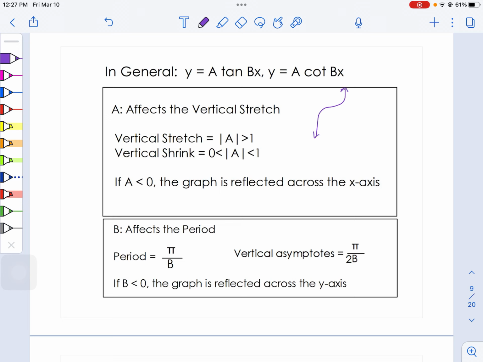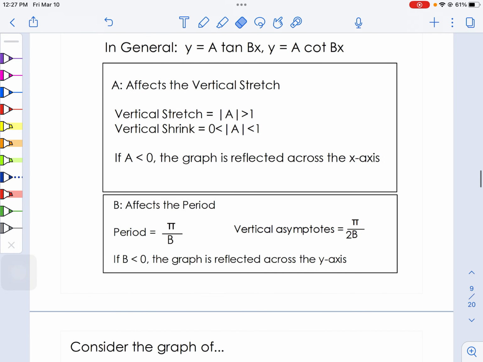If it's stretched, your slope is going to be a little bit more, so it rises a little bit faster. And then if it has a vertical shrink, it's going to be less steep, so it might rise a little bit slower. So that's how A can affect it, vertical stretch, vertical shrink. And then if A is negative, then it's going to be a reflection. So instead of looking like that, it'll look like that. Maybe not quite as curved, but you get the point.